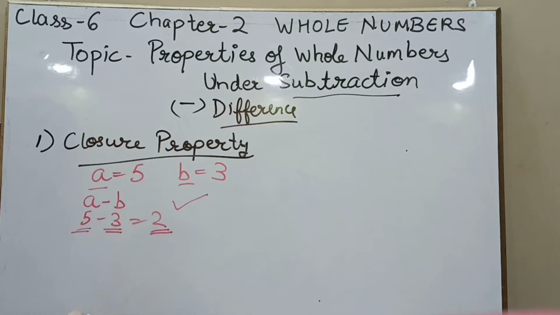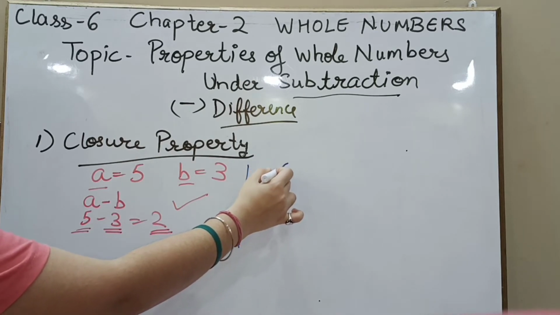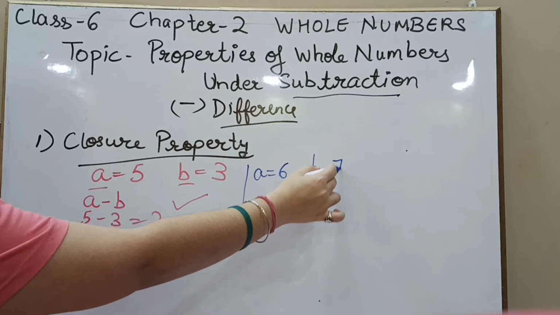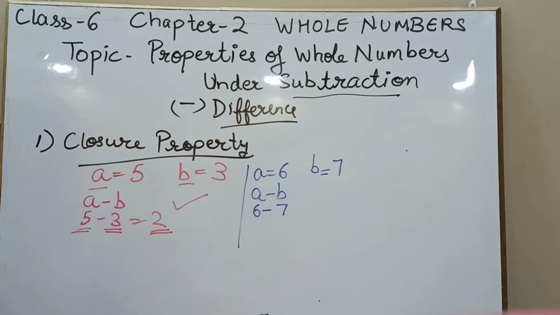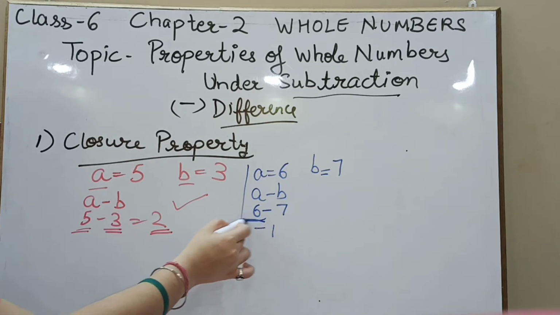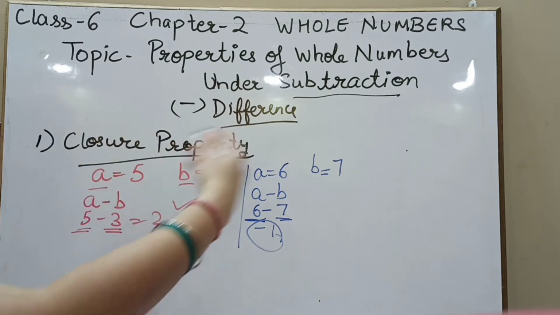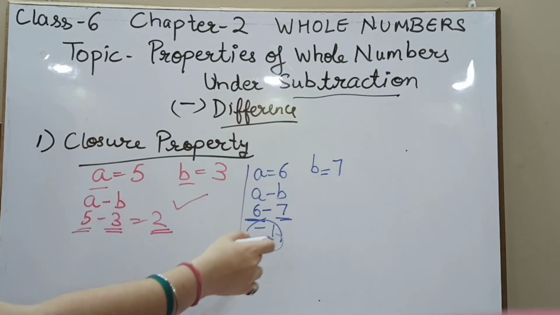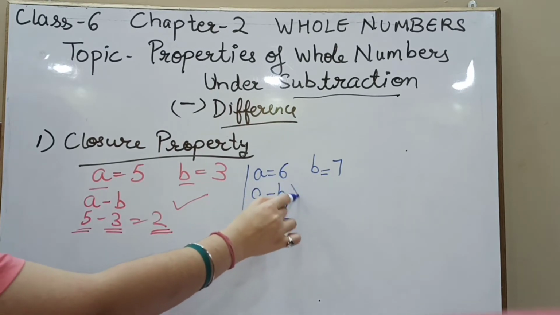Now let us change the situation. I am taking a different and b different. I am taking a as 6 and b as 7. If I do a minus b, 6 minus 7. Now you must be wondering why 6 minus 7, what I have written here. The answer will be minus 1. Now this is a whole number, this is also a whole number, but minus 1 does not come under the condition of whole numbers, because whole numbers are the numbers that start from 0 and move towards all the positive numbers. So minus 1 is not considered under whole numbers. So this property is not true.